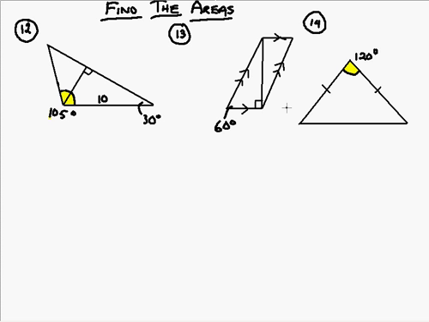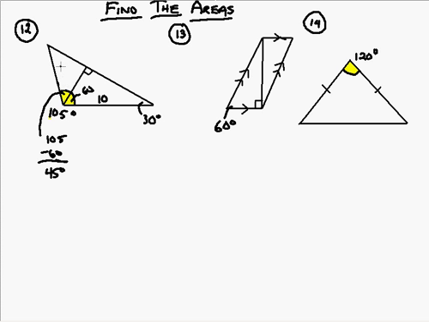The first one, number 12, we see that we have a large triangle divided into two smaller triangles. We see that the angle on the far right is 30 degrees, and the smaller triangle on the right has a 90-degree angle, which leads us to conclude that this angle right here is going to be 60 degrees. In order to find this angle, I'm simply going to take 105 and subtract 60 from that. Doing that, I wind up getting 45 degrees.